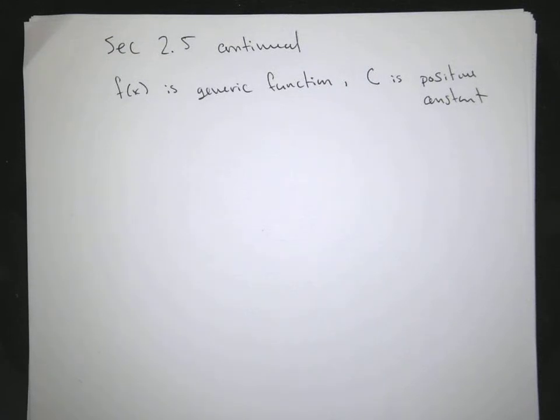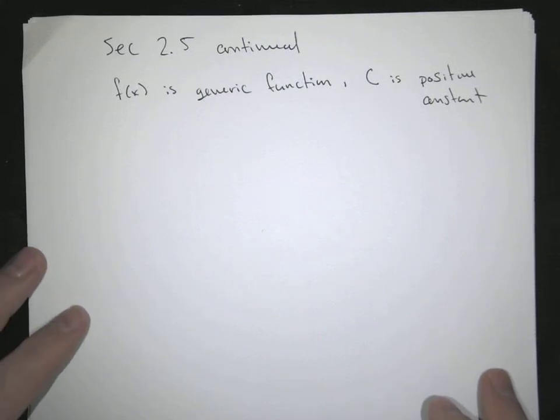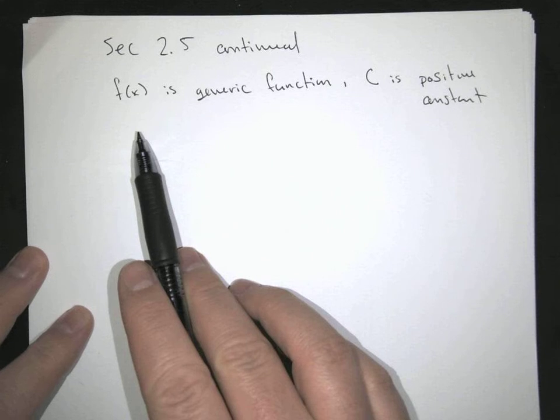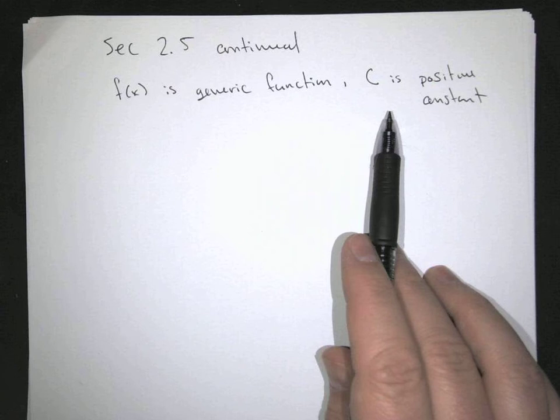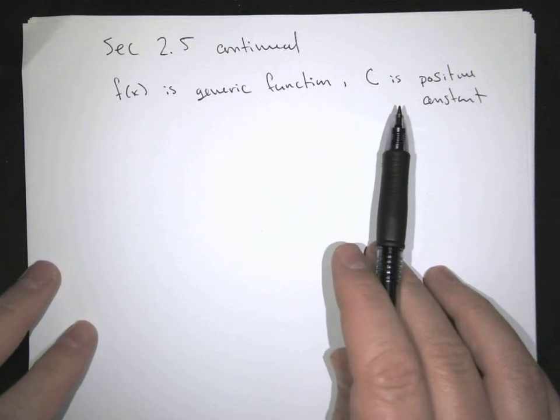Okay, so here's our last couple things as far as function translations go. We've still got a generic function, and c is a positive constant, so some positive number. Our last couple setups are going to be about stretching and compressing the function.